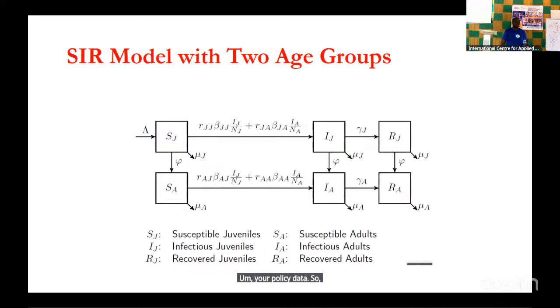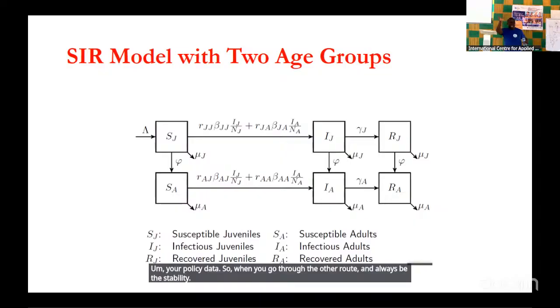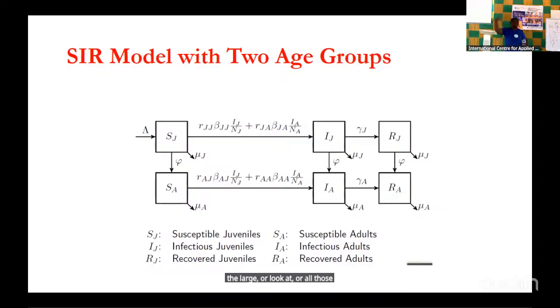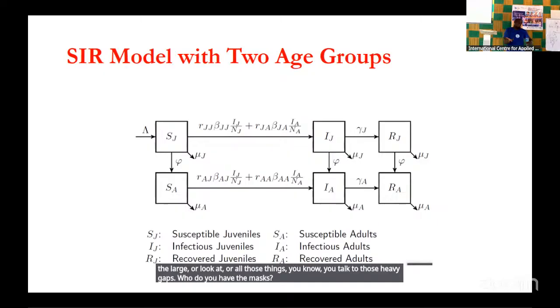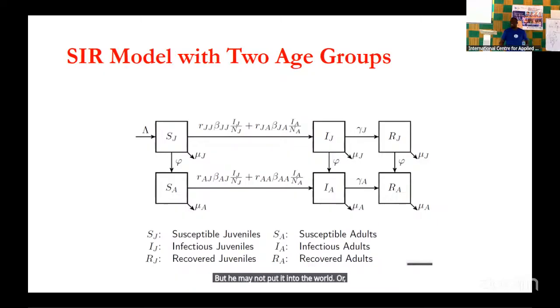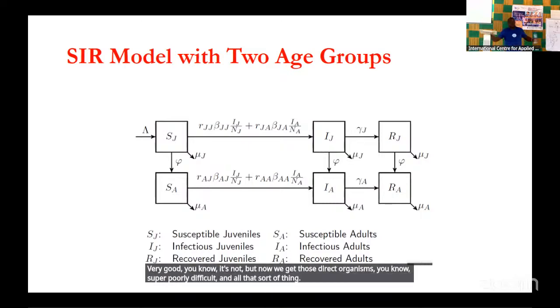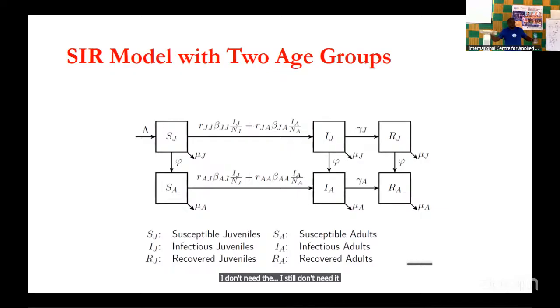So you go through the other route, and all these stability results, in the large or local or all those things, you may not involve yourself in that. Even though you have the maths, you may not put it in the work. For instance, I come here as a modeler, and all of you are public people. I will not need to begin to show all these supremum, difficult things. I can show a diagram like this. They don't need it. You understand? I only give them what they need.